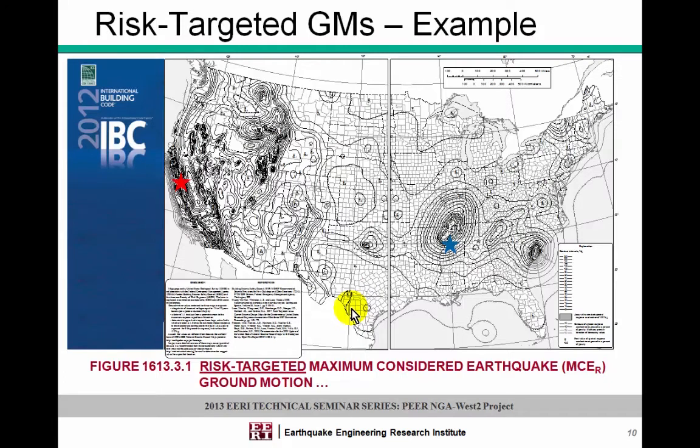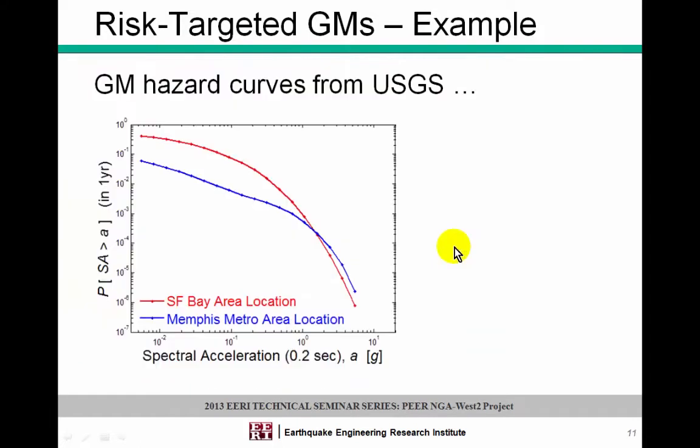Okay, so let's go through a specific example. This is just showing two sites that we're going to use. One is a San Francisco Bay Area location, and one is a Memphis metropolitan area location. So first, the hazard curve component of this calculation. Again, hazard curves tell you, as a function of ground motion intensity, what is, here written as, the annualized probability of exceeding that ground motion level. All right? And here we have one curve for the San Francisco Bay Area, the red one, and a blue one for the Memphis location.